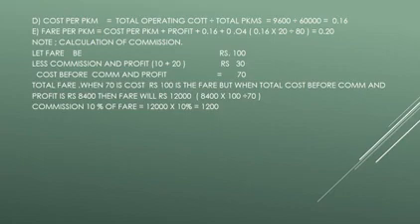When operating cost per passenger kilometer is calculated, then we have to calculate the fare per passenger kilometer. Fare per passenger kilometer is equal to cost per passenger kilometer plus profit. So cost per passenger kilometer is 0.16. Then profit is 0.04. That is 0.16 into 20 divided by 80.